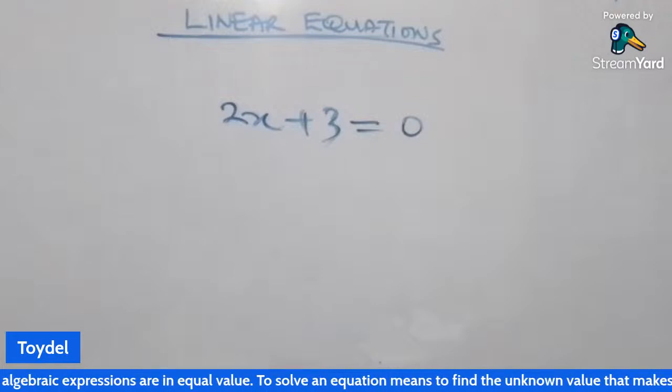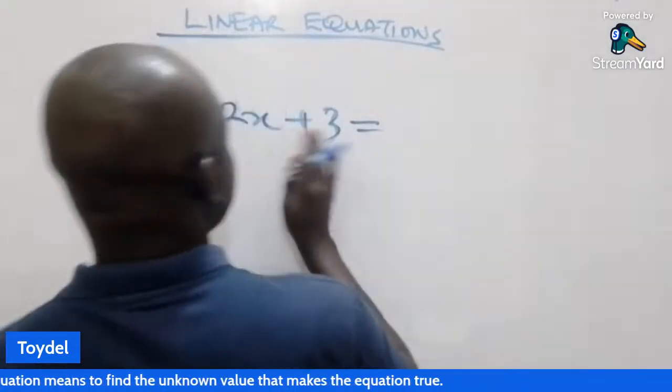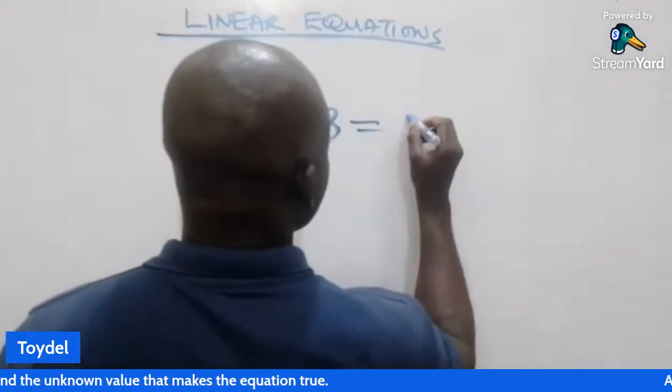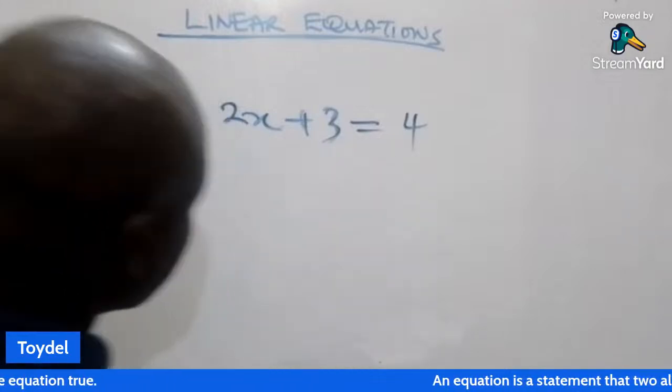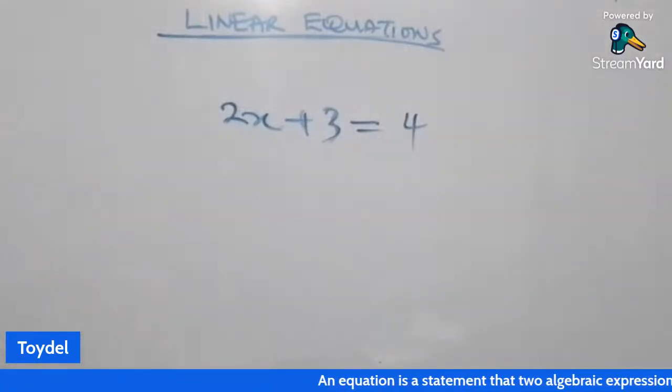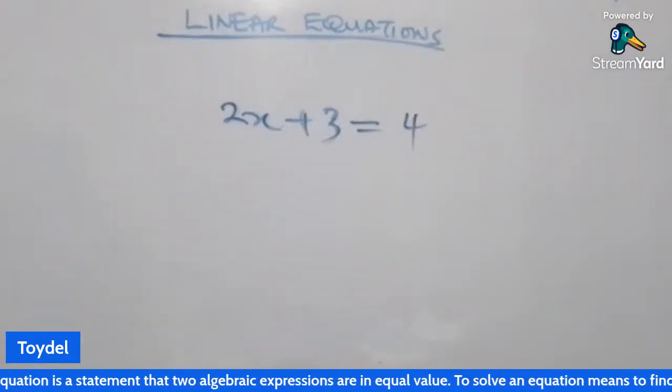So an equation is a statement that two algebraic expressions are in equal value. Or we can say 2x plus 3 is equal to 4. So once there is presence of equality, then an expression becomes an equation. Once you introduce equality to two expressions, it becomes an equation.